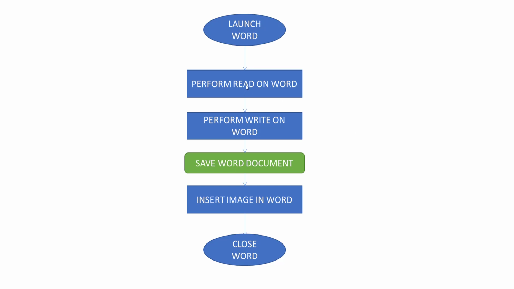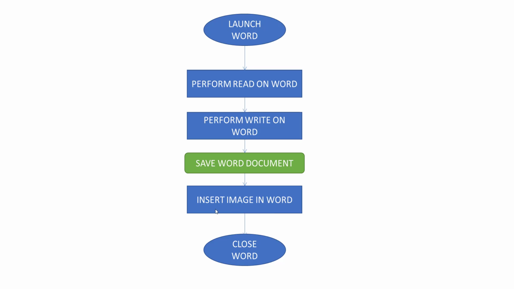First of all, I'm going to perform the read action on the Word document. Then I'm going to write the data to the Word document. Once it has been written, if there are no issues, then I'm going to explicitly use the save Word action on the document to save it. And then I'm going to insert an image in Word.